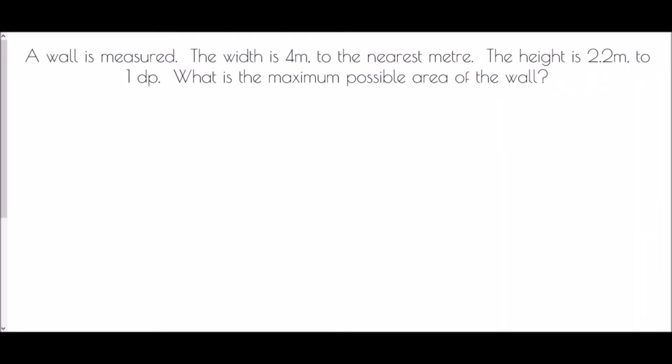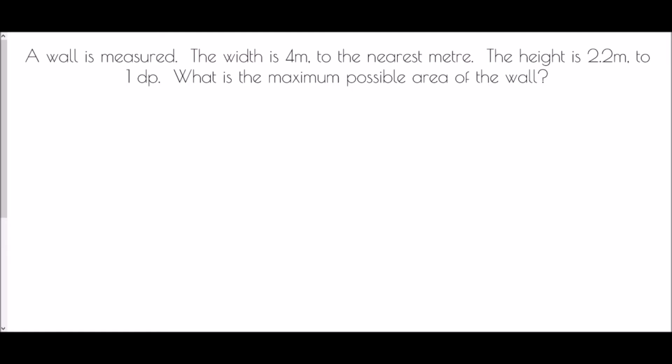Okay, so today's video is all about making calculations with values which have already been rounded and looking at the effect of this rounding on the accuracy of our calculations. So to begin with, a wall is measured. The width is 4 meters to the nearest meter. The height is 2.2 meters to one decimal place. What is the maximum possible area of the wall?